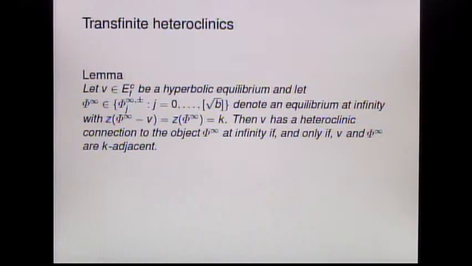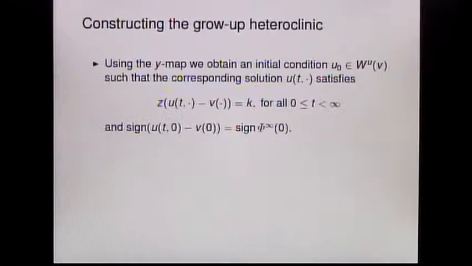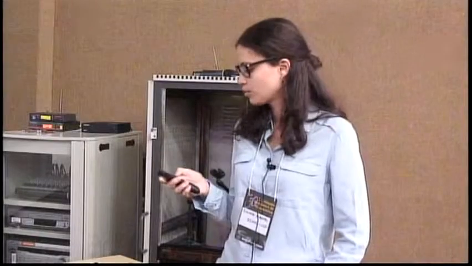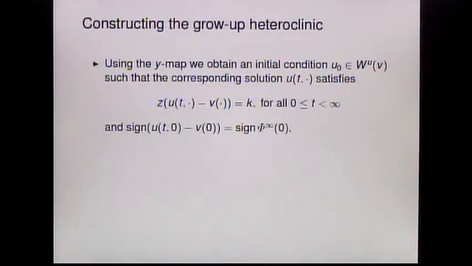So we then have to prove the other direction. We need to prove that if v and phi infinity are k adjacent, then there is a heteroclinic connection connecting these two objects. To prove that, we basically use two very important tools. The first one is called a Y-map. This Y-map is a function that was introduced by Brunovsky and Bernard Fiedler in 1988. It is defined on the unstable manifold of an equilibrium point, taking values in R^(n+1), and for each initial condition it gives all the information on the zero number of the corresponding solution. They were able to prove that this function is surjective.